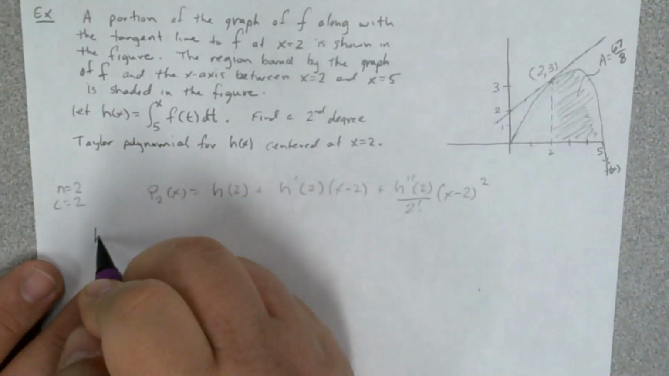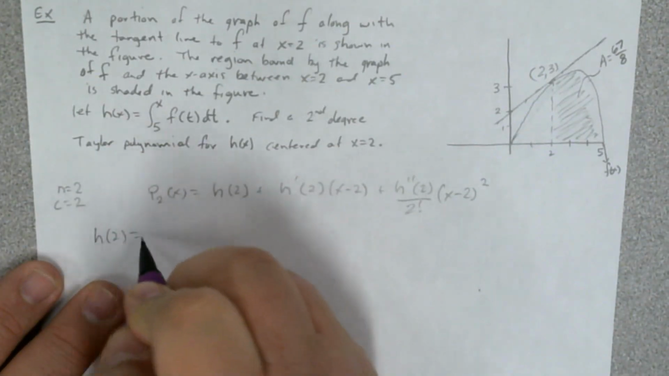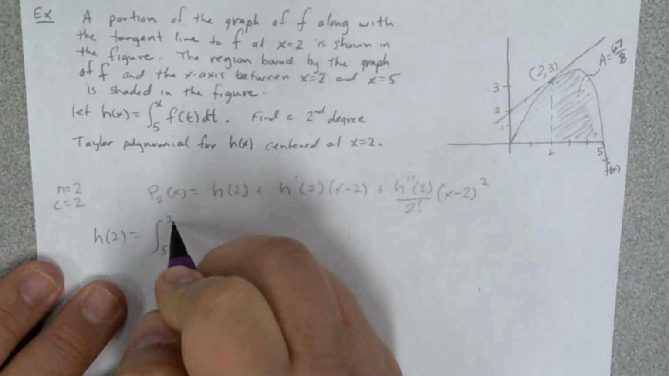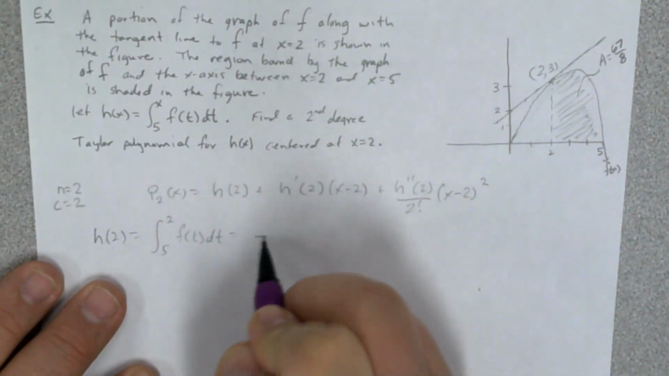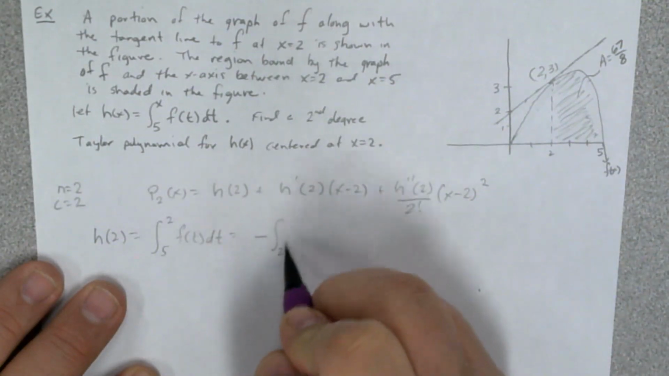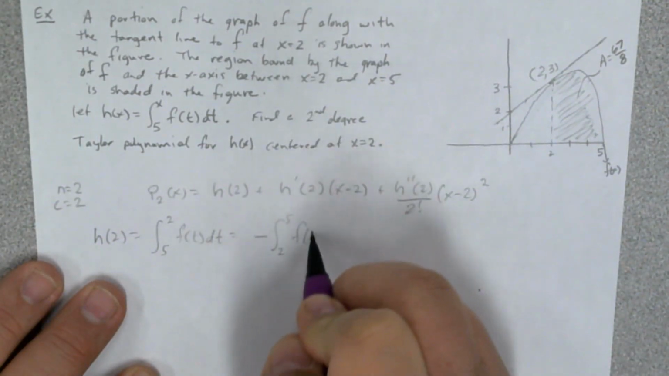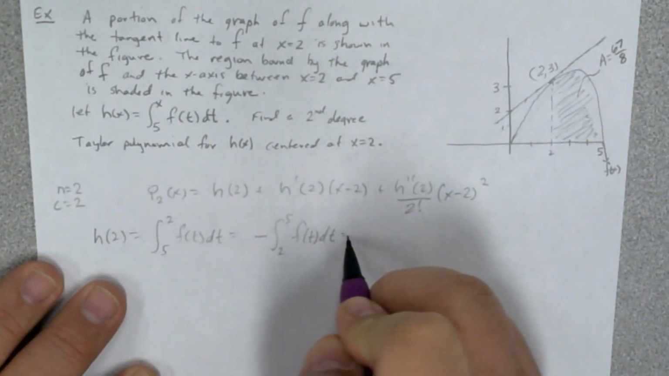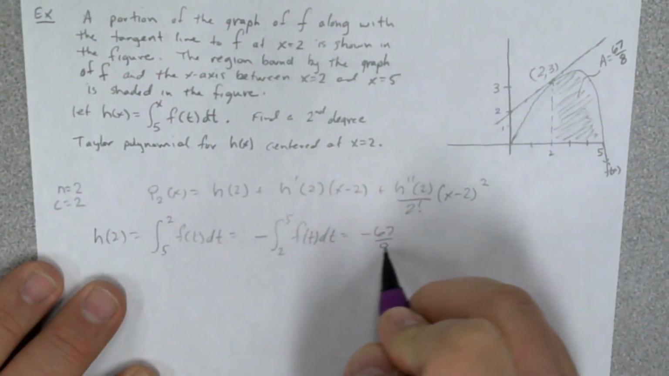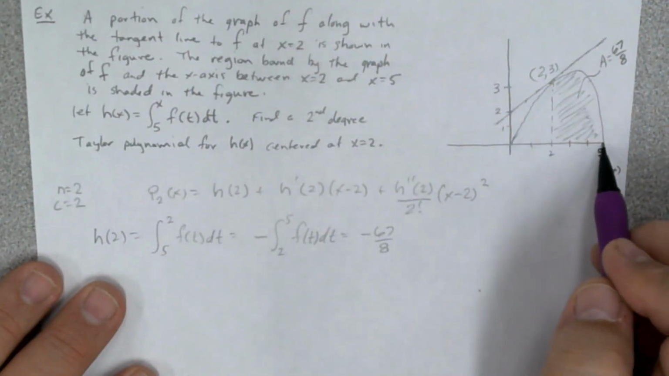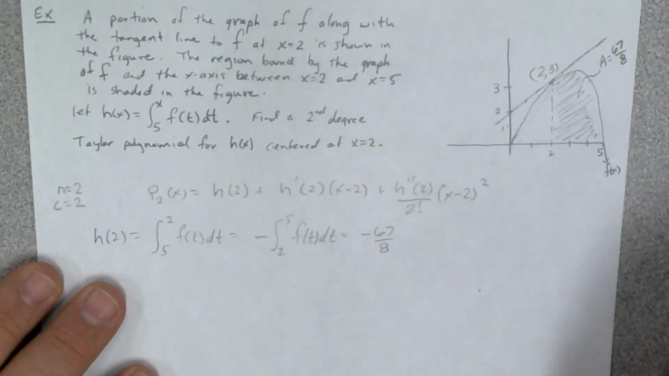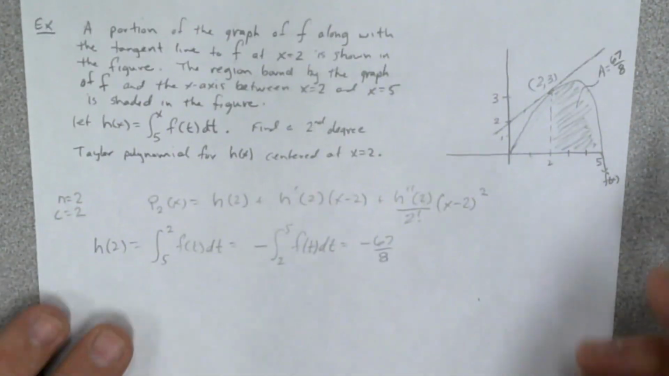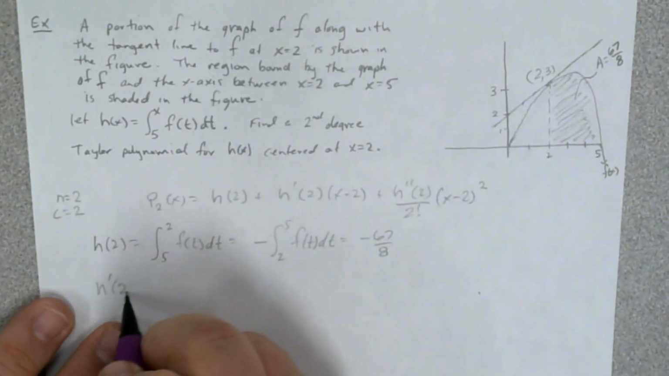So h of 2 is the integration from 5 to 2 of f of t dt. Switching the limits around gives me a negative 67 over 8. From 2 to 5, it's positive. From 5 to 2 would be negative. So there you go. What is h prime at 2?